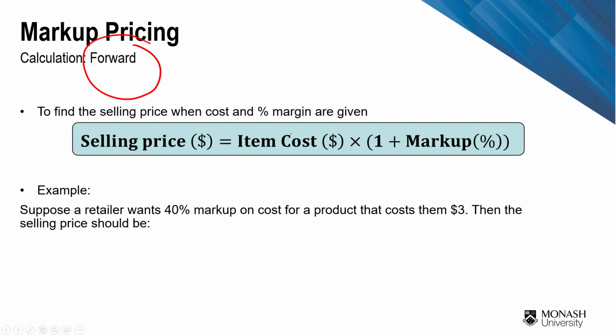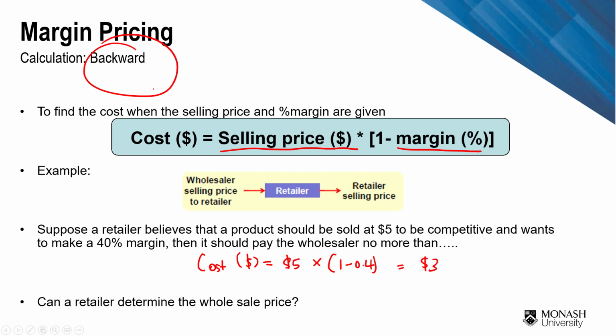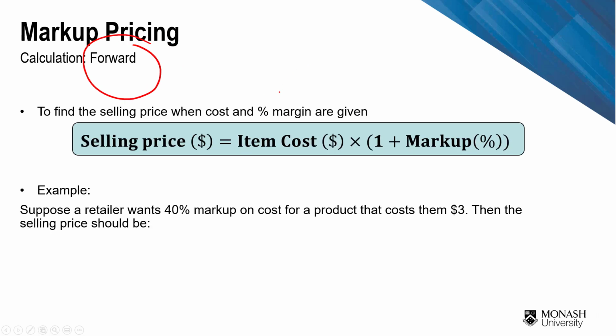So markup pricing is, the markup is basically the add-up on the cost. So let's say if you have a 50% markup on a $10 item, then your selling price is going to be $15. So to find out the selling price, in this case it is forward, so we want to know the selling price from the item cost. Now this is the formula. If you think about it, the markup pricing forward is almost similar to the margin pricing backward. So you just have to think that they are quite the opposite.